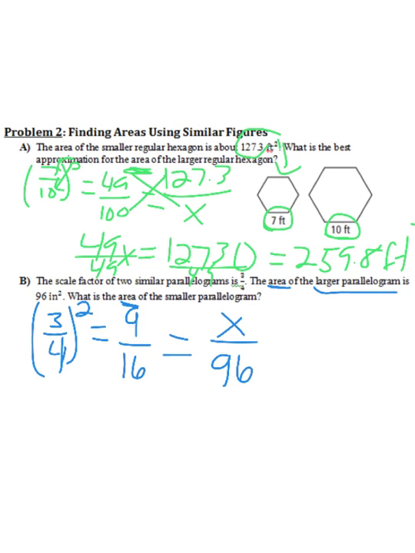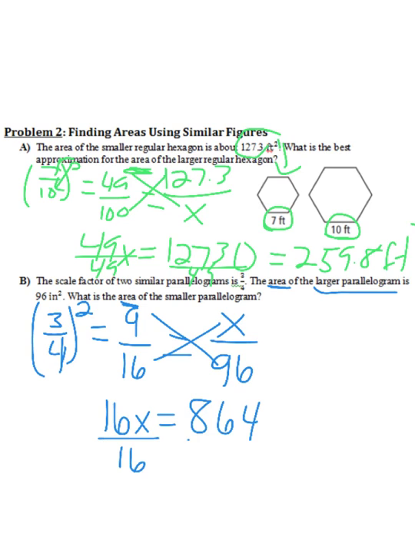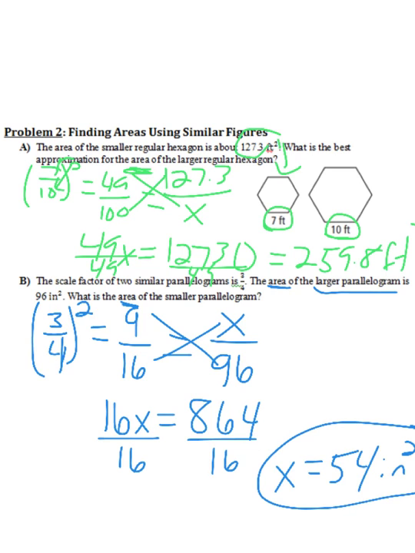So what I'm going to do is I'm going to cross multiply, and I should get 16x is equal to 864. Divide both sides by 16, and I should get that x is 54 square inches for the area of the smaller parallelogram.